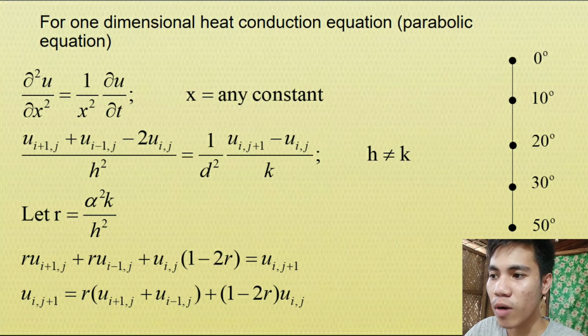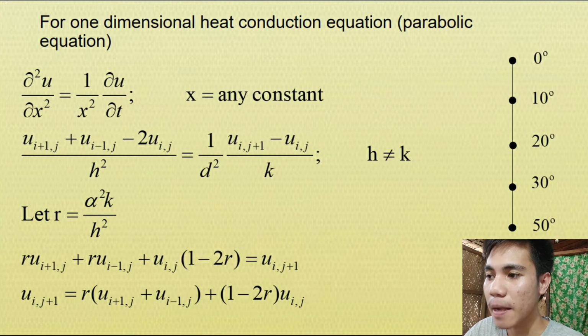Let r be equal to alpha squared times k all over h squared. Then r times u sub i plus 1 comma j plus r times u sub i minus 1 comma j plus u sub i comma j times the quantity 1 minus 2r is equal to u sub i comma j plus 1. So u sub i comma j plus 1 is equal to r times the quantity u sub i plus 1 comma j plus u sub i minus 1 comma j, plus the quantity 1 minus 2r times u sub i comma j. This line on the right shows the boundary values of the equation.